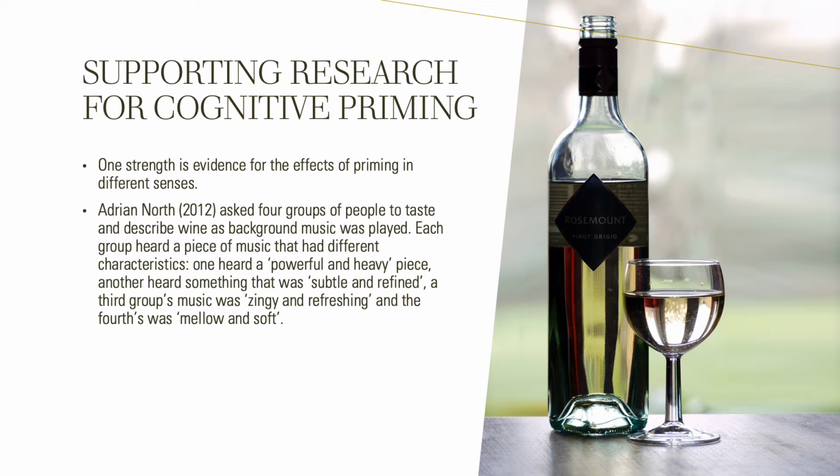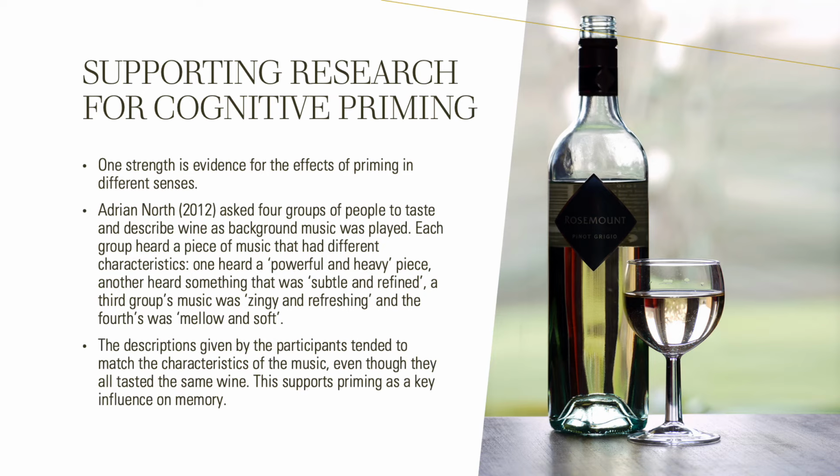Each group had a different type of music playing. One group heard music that was powerful and heavy. One group heard music that was subtle and refined. The third group heard zingy and refreshing music, and the fourth was mellow and soft. What they found is that the descriptions given by the participants tended to match the characteristics of the music, even though they all tasted the same wine. So this supports priming as a key influence on memory, because the music had primed them to taste the wine differently.